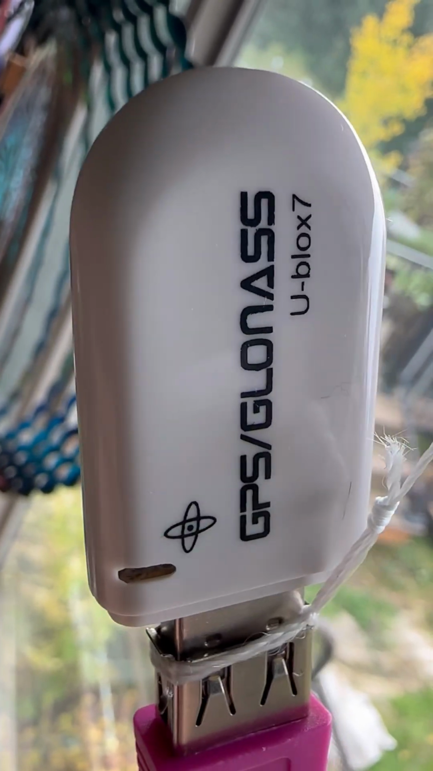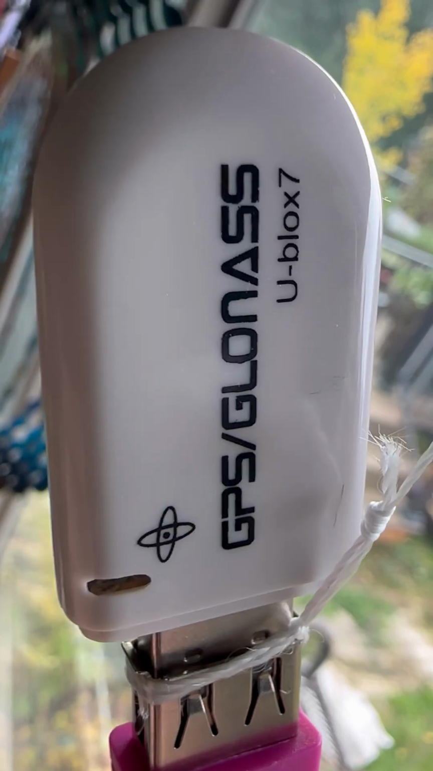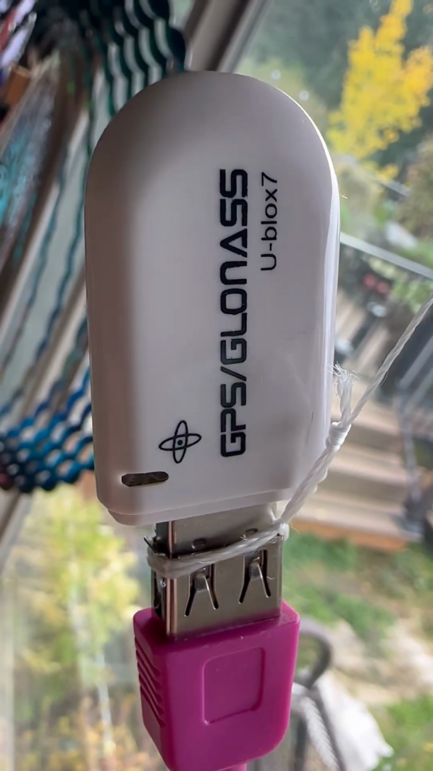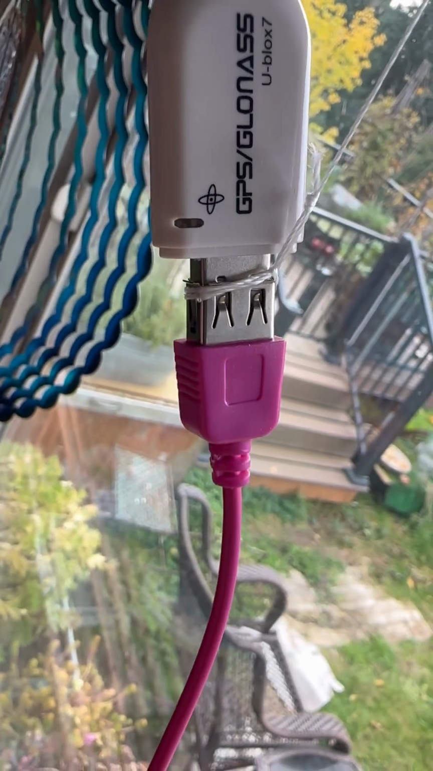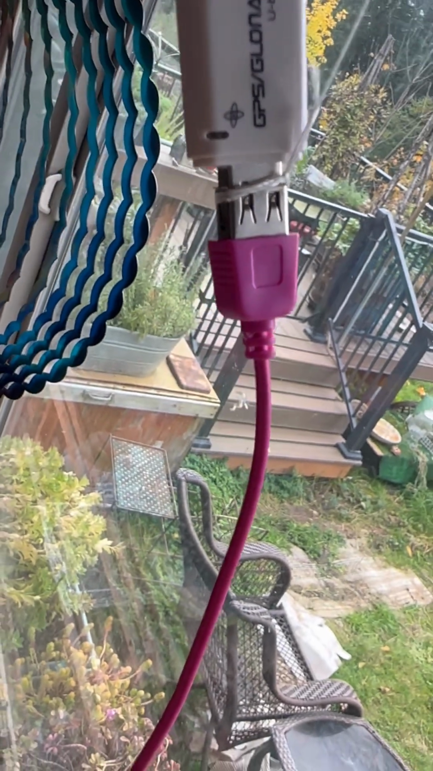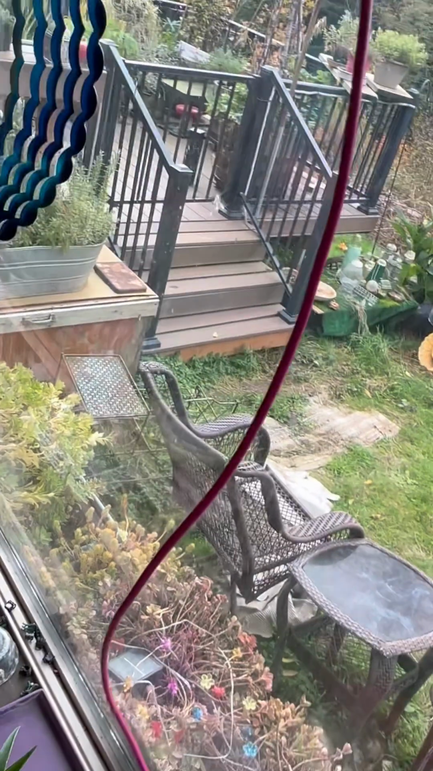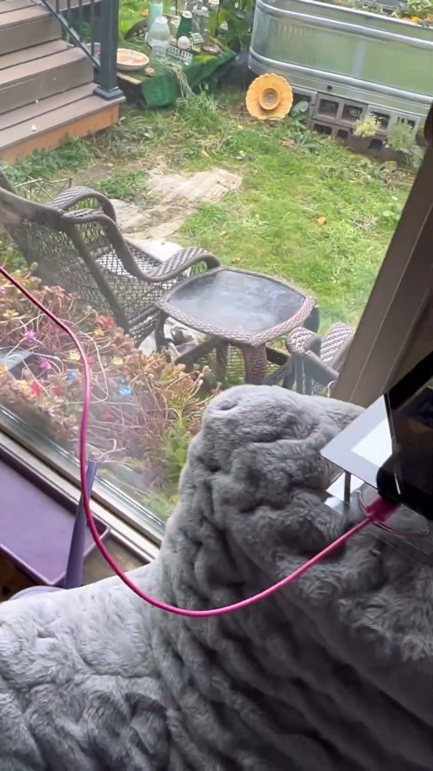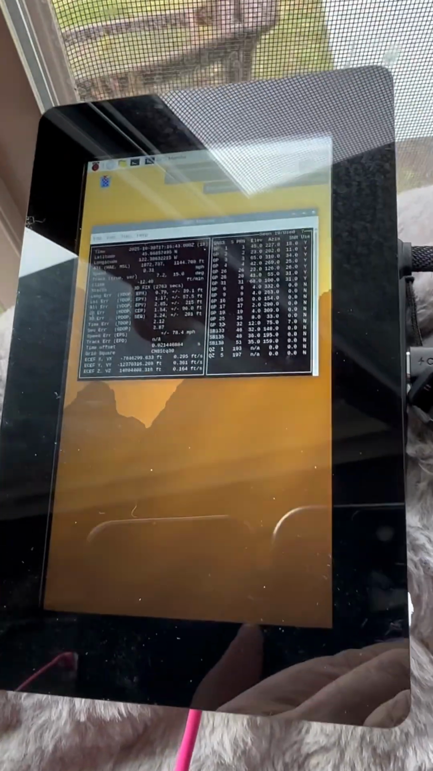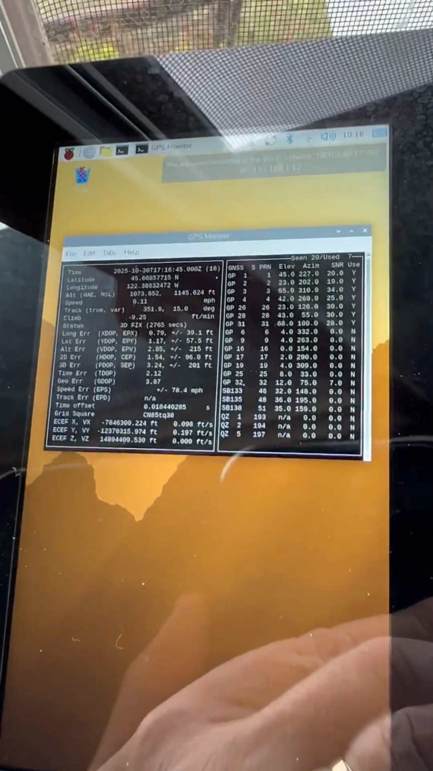This is a GPS USB dongle. It'll cost about $12 on Amazon. It's connected to this pink USB extension cable, about 3 foot. It's hanging in here in the window. The extension cable is attached to a Raspberry Pi 5 computer with a 5-inch touchscreen.